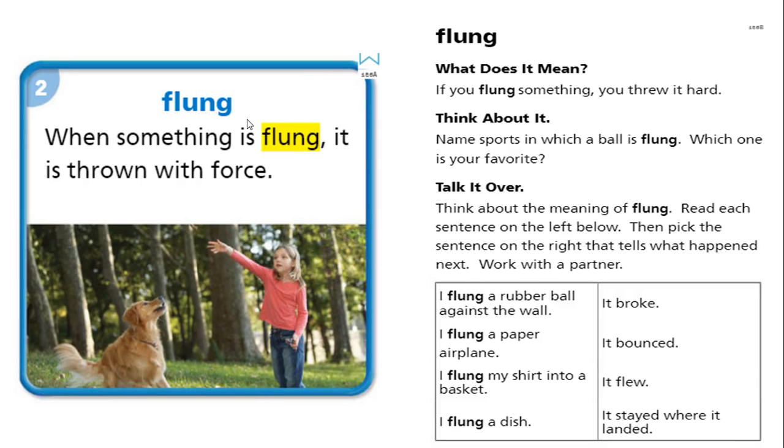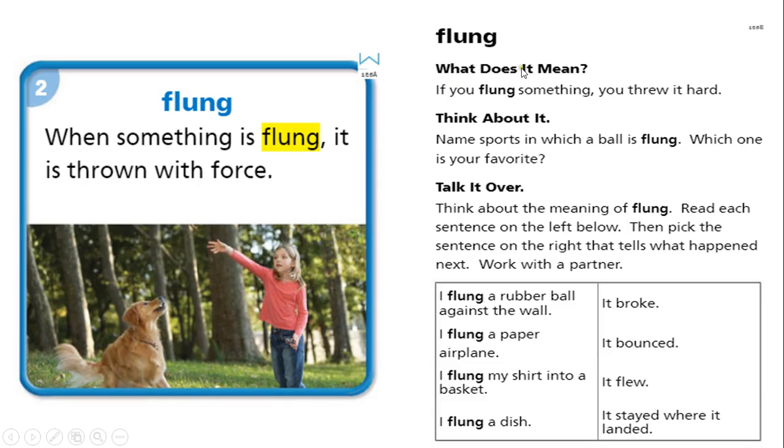Flung. Repeat after me. Flung. When something is flung, it is thrown with force. So obviously this girl has thrown either a frisbee or a ball for the dog to fetch. So she has thrown whatever was in her hand with force. Why? So it will be thrown far away so the dog will be able to fetch it.